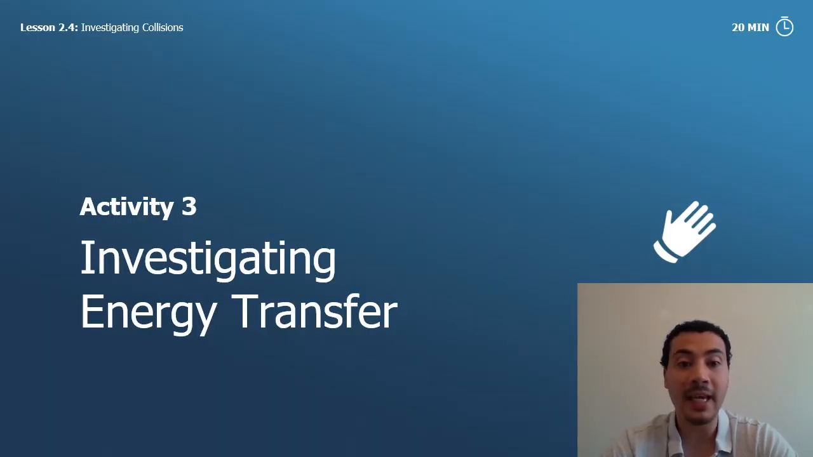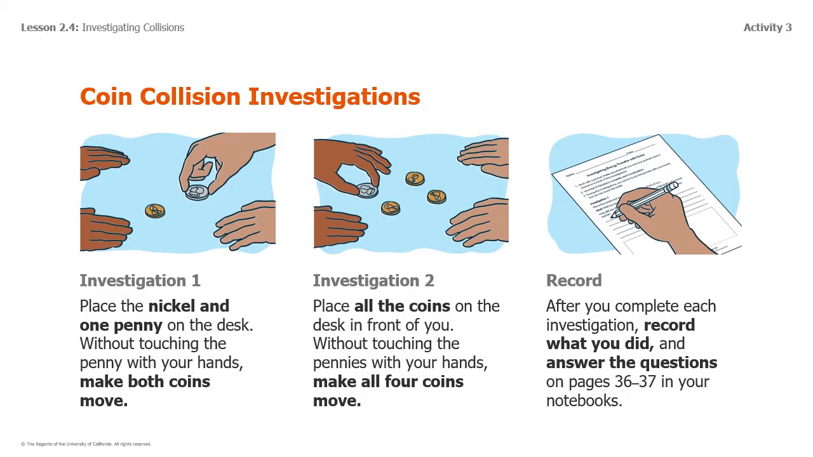So, investigating energy transfer. Okay, scholars, we are going to be doing this really quick investigation with coins. Investigation number 1: place the nickel and 1 penny on the desk without touching the penny with your hands. Make both coins move. Investigation number 2: place all the coins on your desk in front of you without touching the pennies with your hands. Make all 4 coins move. Record. After you complete this investigation, record what you did.